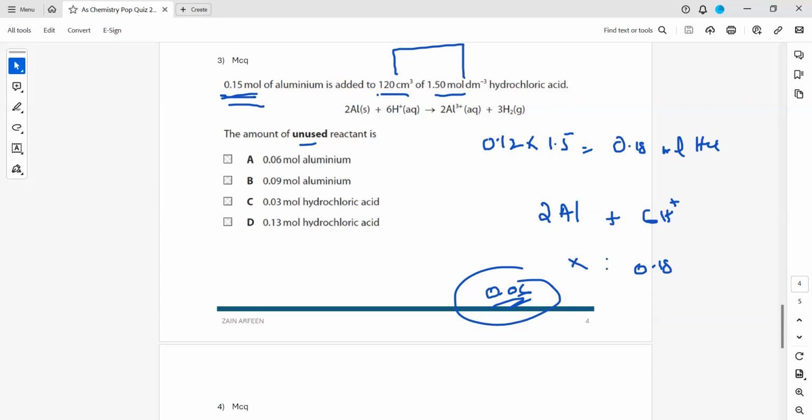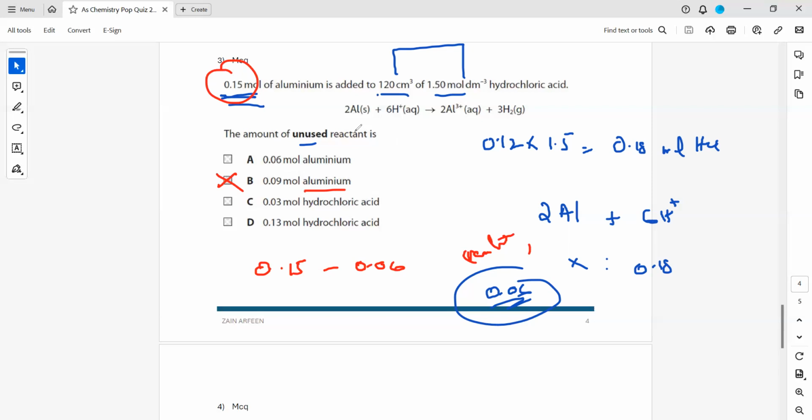So which reagent is in excess? In this case, aluminum is in excess, because these are the moles which reacted, and we have more than what we need. So how to know how many moles are left? It will be the original moles minus the reacted, which is 0.06. So we get 0.09 moles of aluminum which are unused or unreacted.